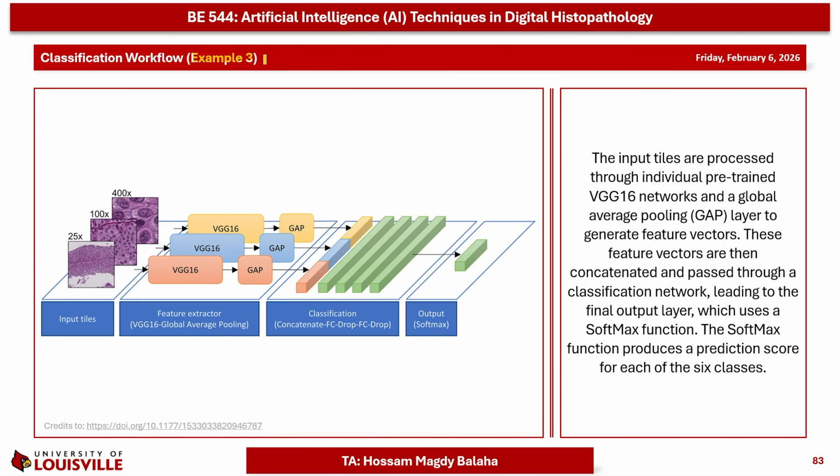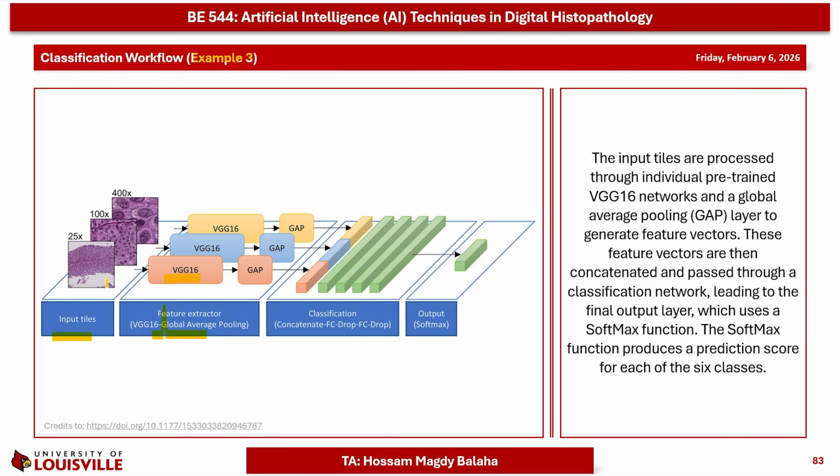A third example showcases a multi-stream architecture for multi-class tissue classification. Here, the authors were trying to distinguish between 6 histological categories. For the input tile, the tiles are processed in parallel through individual pre-trained VGG networks, and those networks are deep learning models. Also, these models utilize a concept named transfer learning from natural image datasets. Again, we are going to cover how to use VGG and what's the meaning behind it later in the course.